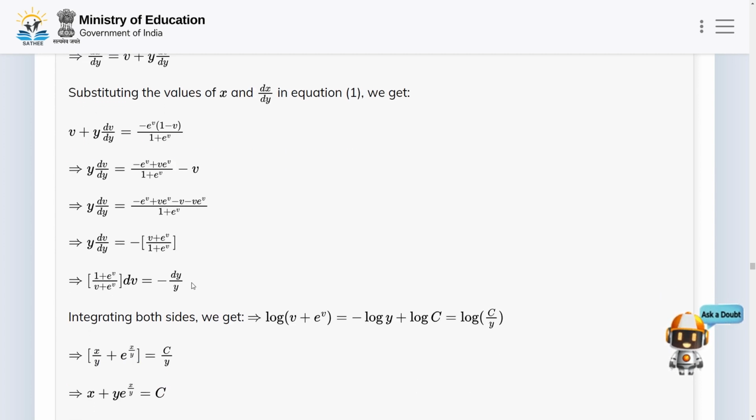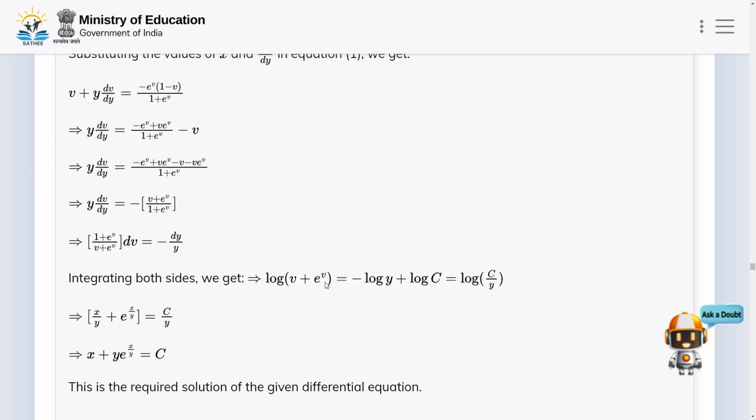Integrate both the sides. You will have log v plus e^v is equal to minus log y plus log c, is equal to log c by y. Substitute your v is equal to x by y. You will have this as your general form.